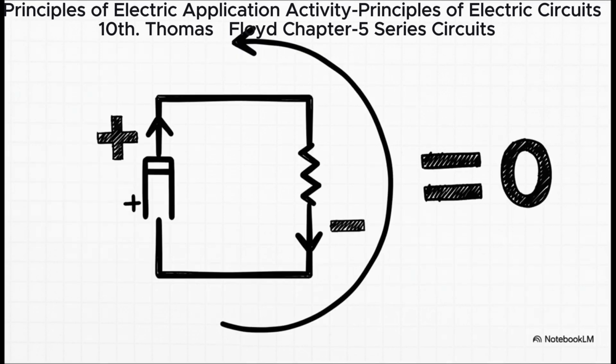So here's the bottom line. You just have to be consistent. You pick a direction to walk around the loop, and you stick to it. Every time you cross a component from the minus side to the plus side, that's a voltage rise. You treat it as positive. And every time you go from plus to minus, that's a voltage drop. So it's negative. You add them all up, and I promise you, you will always, always get 0.